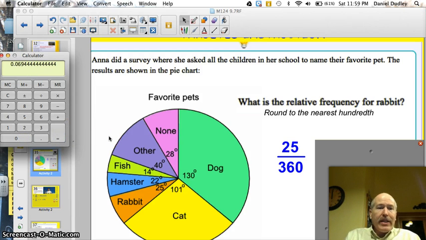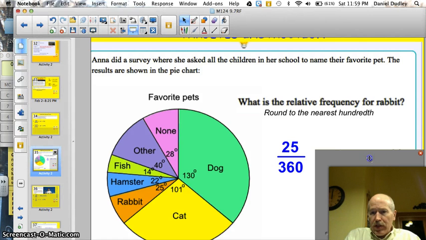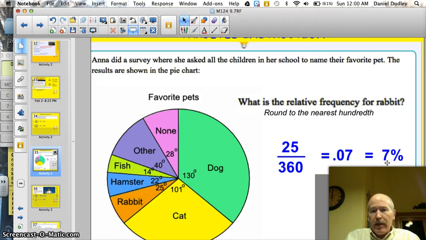I get 0.069. All right. Now, if I take a look at that, I want it rounded to the nearest hundredth. So I have to look at the thousandths, and that is a 9, which is big enough to bounce that number up to 0.07. We round up to 0.07, which of course is 7%. Relative frequency for rabbit being the favorite pet, 7% or 0.07.